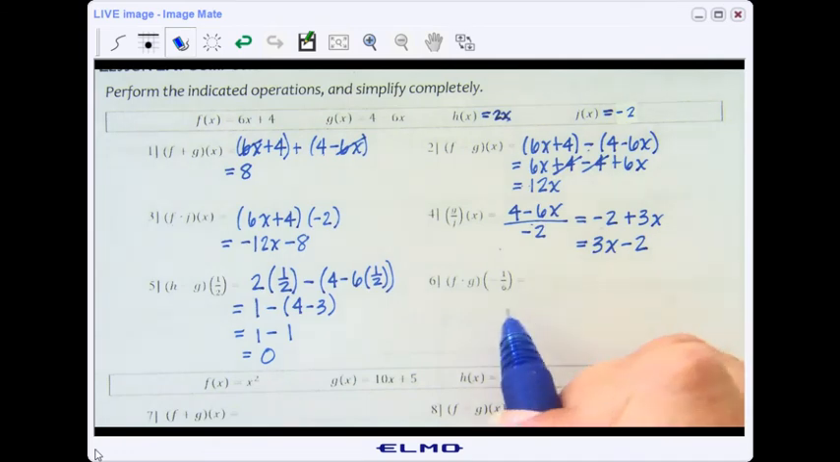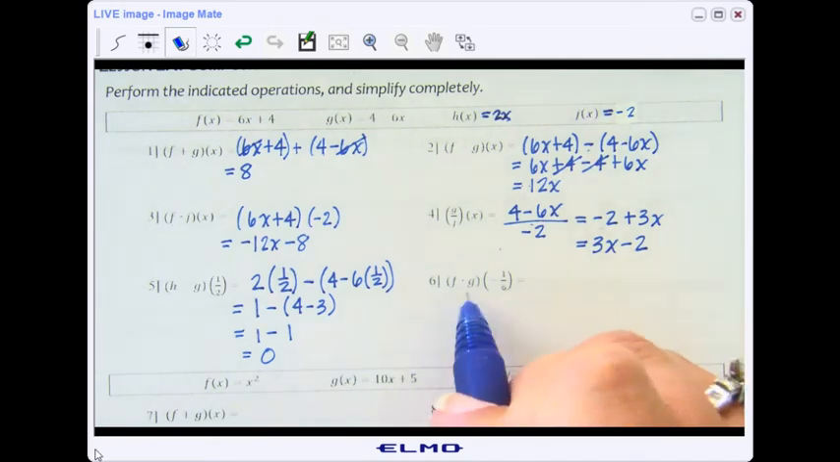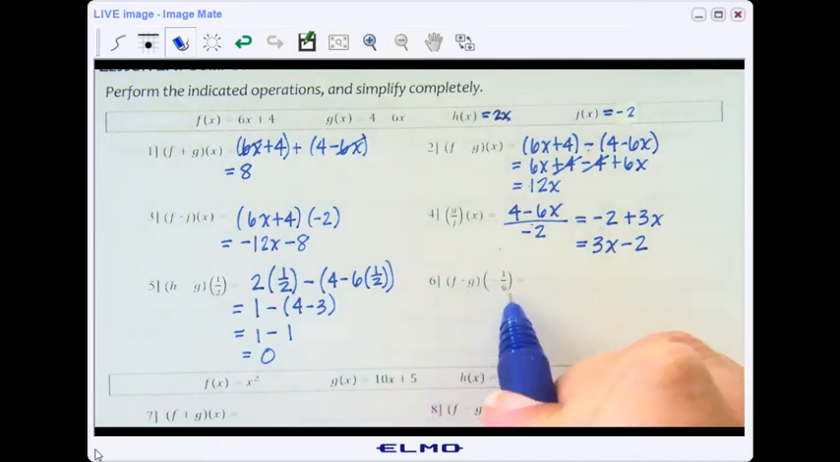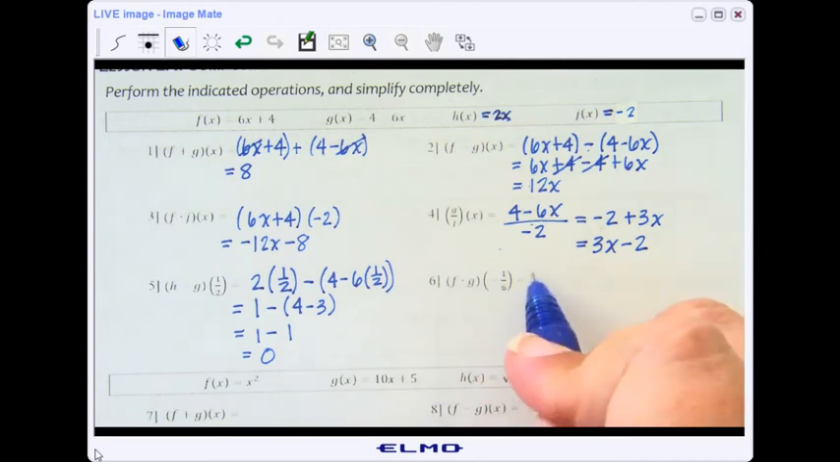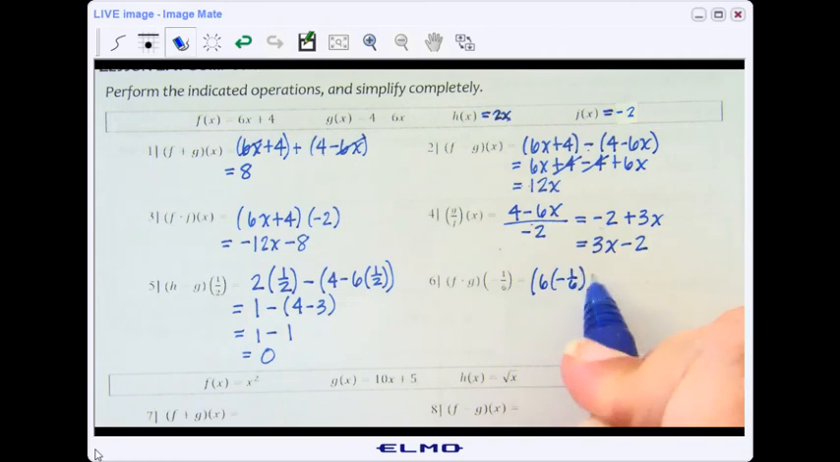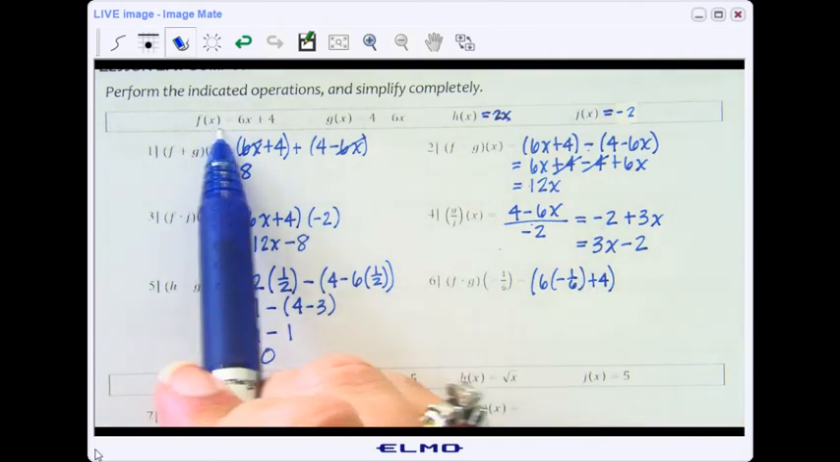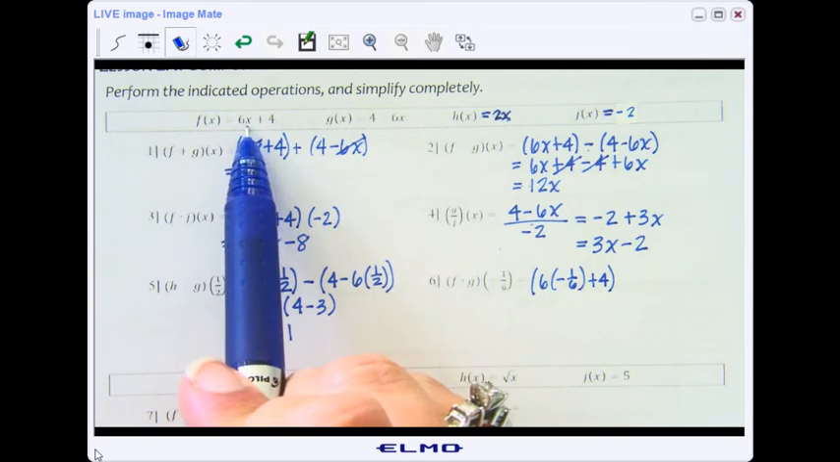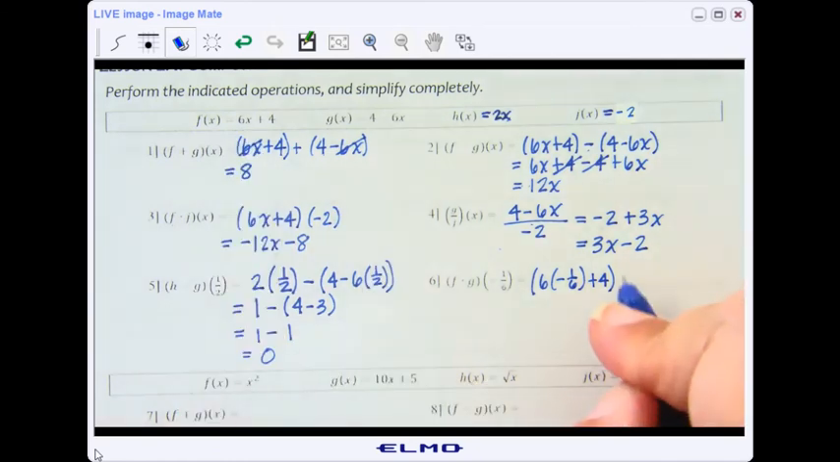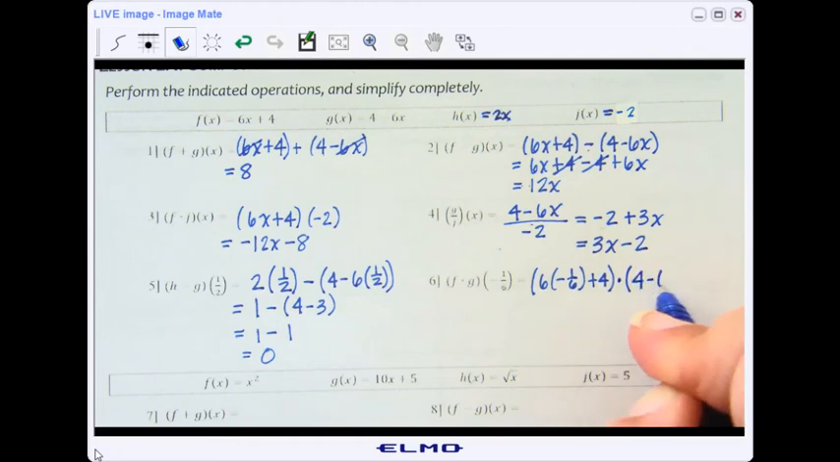And number 6, I'm finding f times g of negative 1/6. So I have 6 times negative 1/6 plus 4 for f of negative 1/6, where I replace the x with negative 1/6, times g, which is 4 minus 6 times negative 1/6, when I replace the x with negative 1/6.